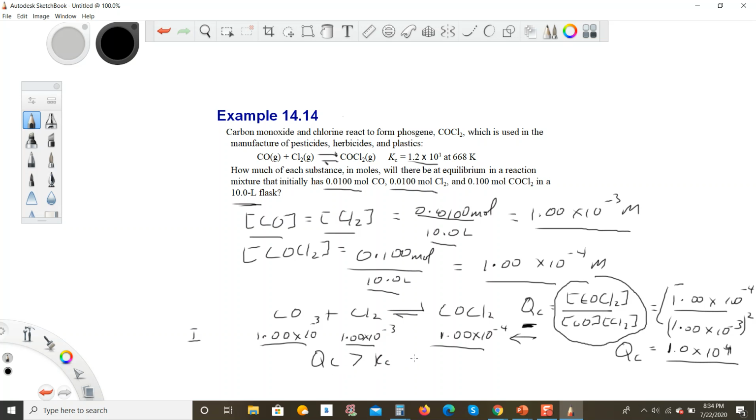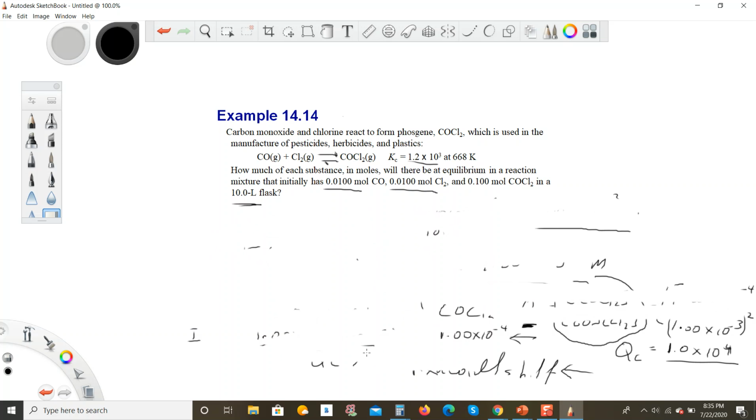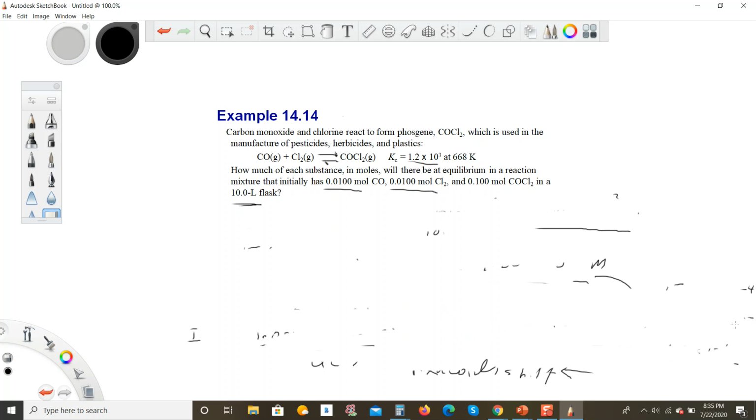So what does that mean? That means that the reaction will shift, if Qc is greater than Kc, to the left in order to achieve equilibrium, all right? So basically what we have to do now is set up a nice table. Since I obviously have limited space here, I'm going to erase all this here, and then set up my ICE table so that we can proceed to the next stage of the calculation.